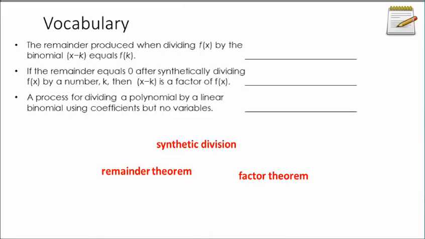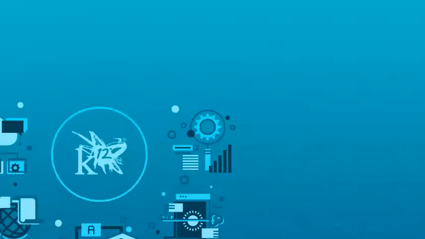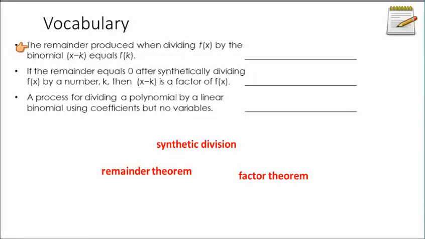And here is our vocabulary for Unit 302. It says the remainder produced when dividing f of x by the binomial, the difference of x and k, equals f of k. And I think we're going to call that the remainder theorem, I hope I'm right. And the next one says if the remainder equals 0 after synthetically dividing f of x by a number k, then the difference of x and k is a factor of f of x.